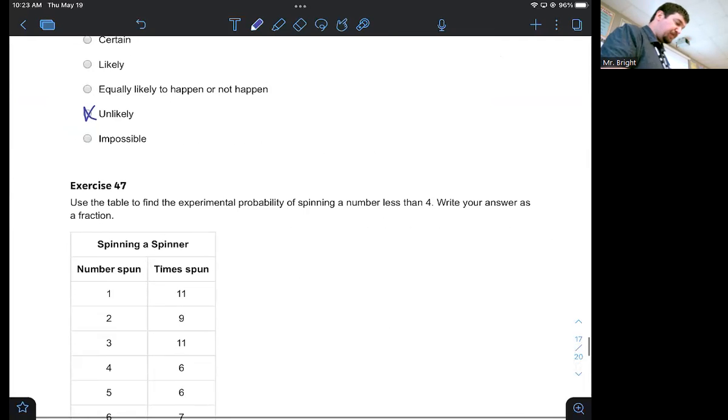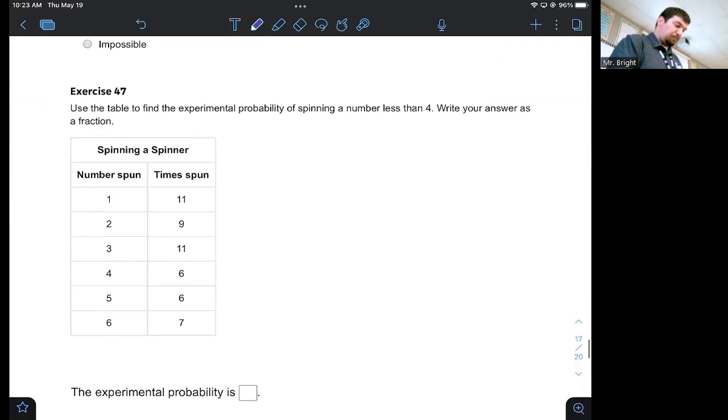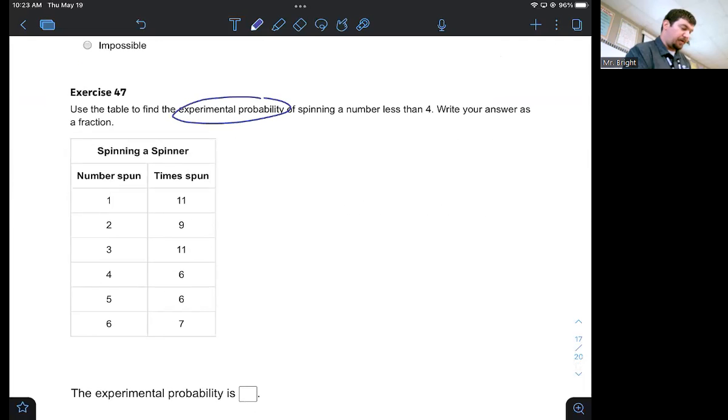Number 47. Use the table to find the experimental probability. Now, experimental probability is based off of data that we've seen or that we have, whereas theoretical probability is based on what we assume is going to happen, what we know should happen. So I've got data here. Find the experimental probability of spinning a number on this spinner that's less than 4.